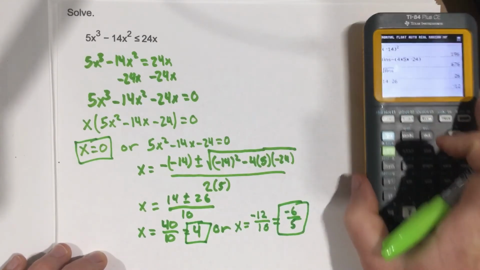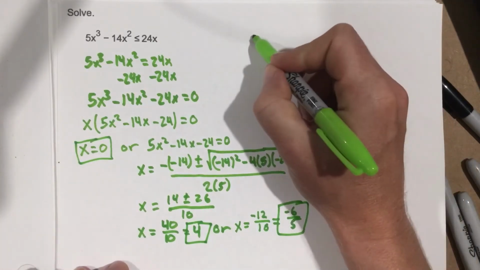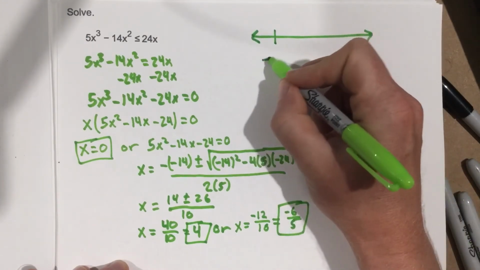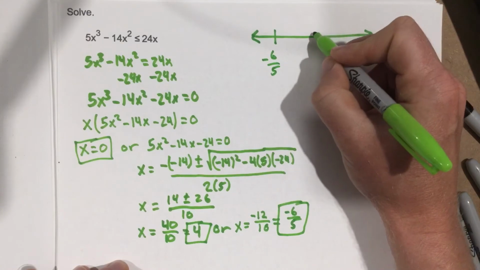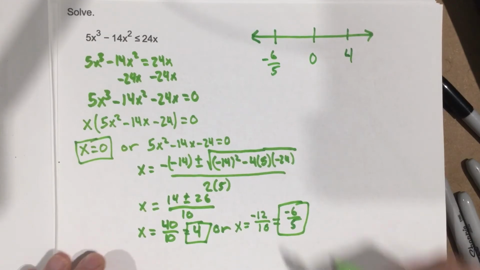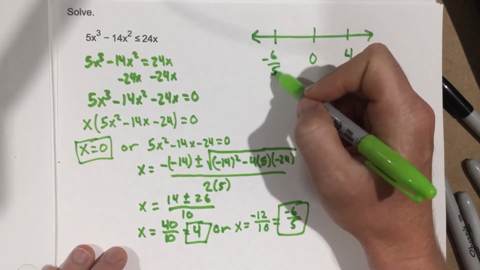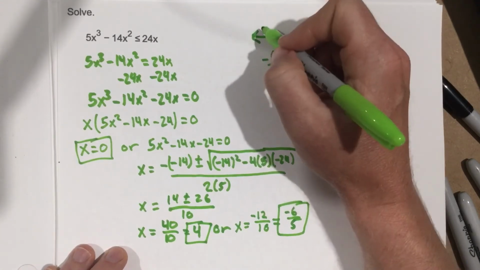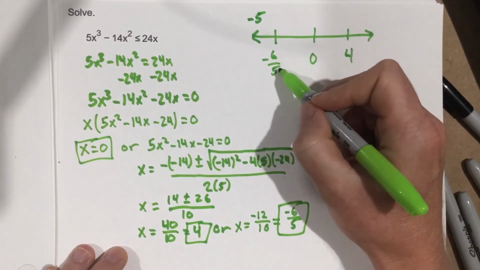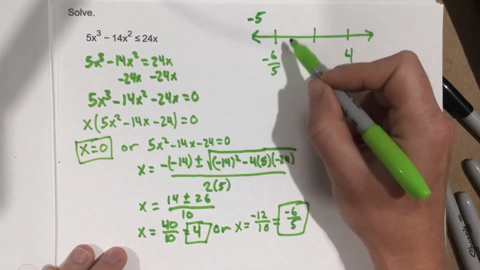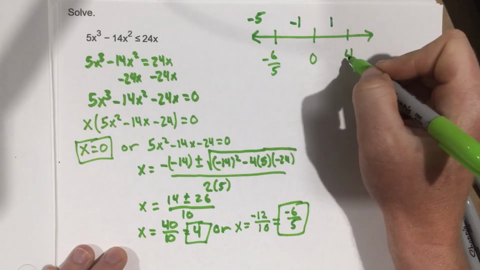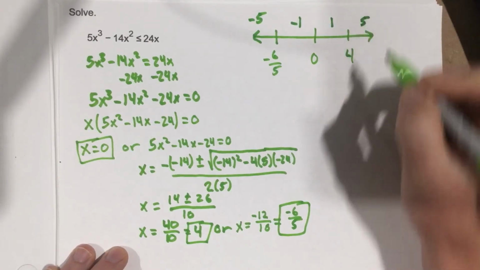So now I just need to draw a number line. So let's go ahead and draw the number line. Put the smallest one first, which is negative 6 over 5. Then let's pick 0 and 4. So I'm going to pick a number to the left of negative 6 over 5. Well, negative 6 over 5 is negative 1.2. So let's just do negative 5 here. I'll pick negative 1 because this is between these two. I'm going to pick 1 because 1 is between 0 and 4. And then I'm going to pick 5 because 5 is to the right of 4.